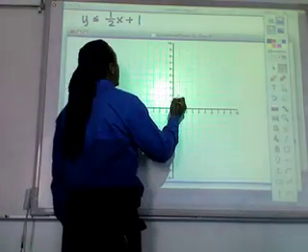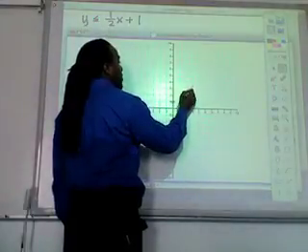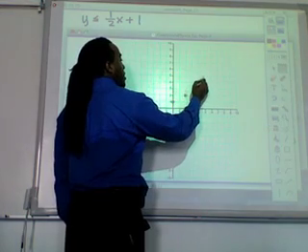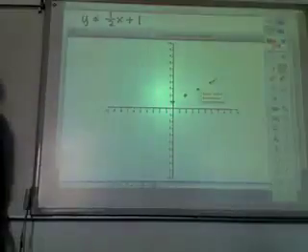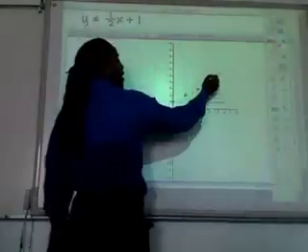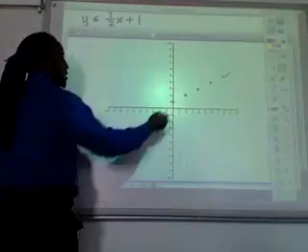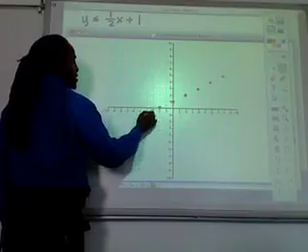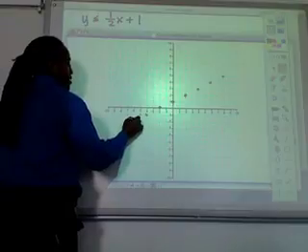1. My slope is up 1 to the right 2 because it's positive. Up 1 to the right 2. Up 1 to the right 2. I'm going to go down 1 to the left, down 1 to the left, and I continue on.